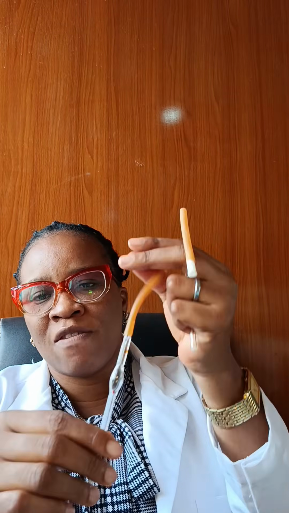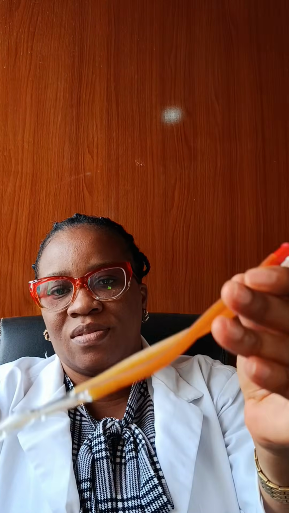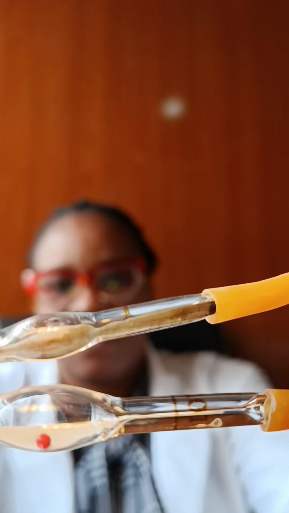So for white blood cell, you have 0.5 and 11, while for the red blood cell, you have 0.5 and 101. So you can see, let me hold it so you can see the difference. See the difference? Let me show you. Can you see? So that is the difference. And it's the same pattern of filling up the Neubauer counting chamber and the same way to read.